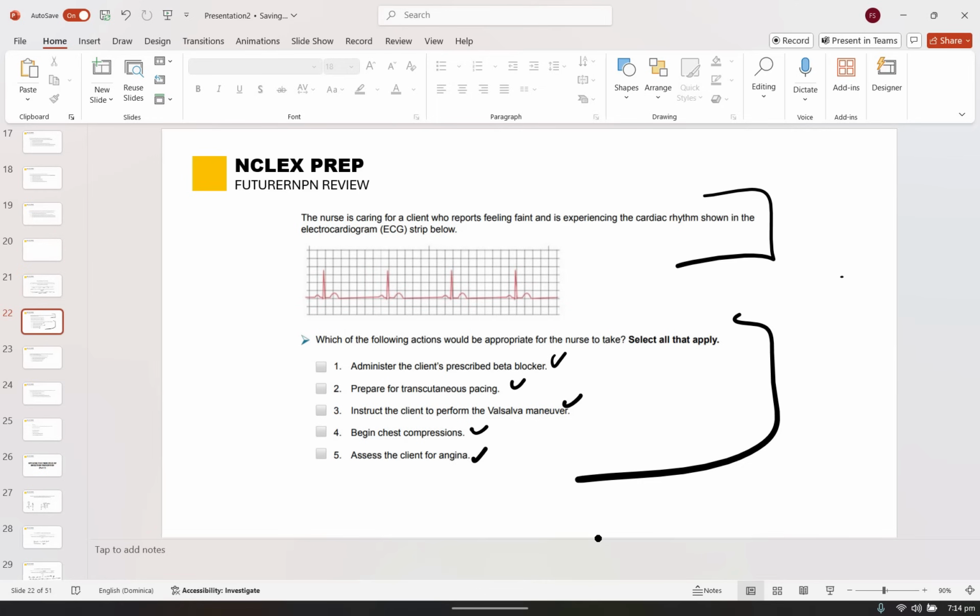And remember, I said for this first one, which is beta blocker, it looks like something is going on, that the patient has increased heart rate and increased blood pressure, right? Now, transcutaneous pacing helps to increase the heart rate. So it looks like maybe the patient has decreased heart rate. Valsalva maneuver decreases the heart rate. So it looks like this patient has increased heart rate. This, maybe the patient has no pulse and the patient is not responsive, angina, pain.